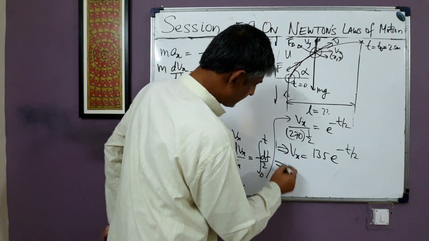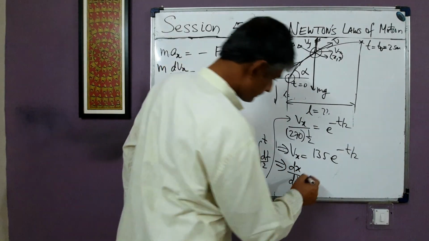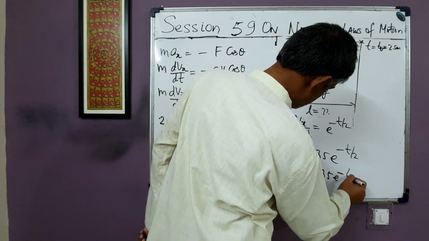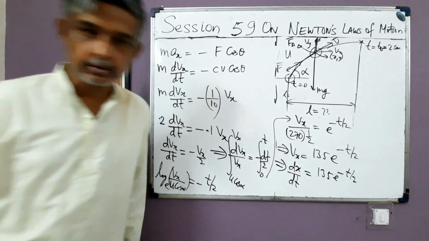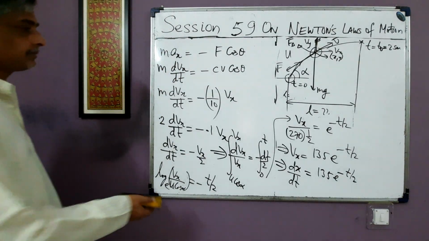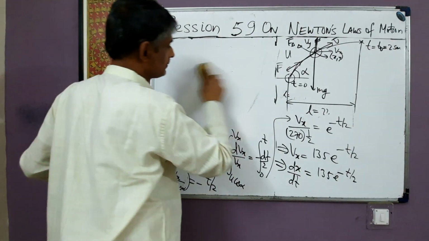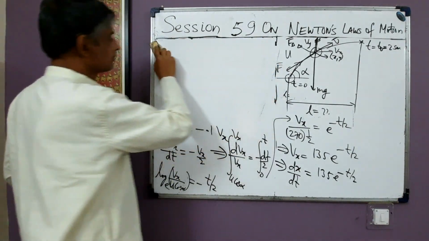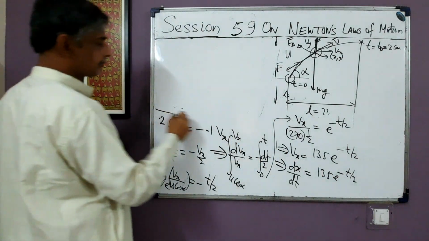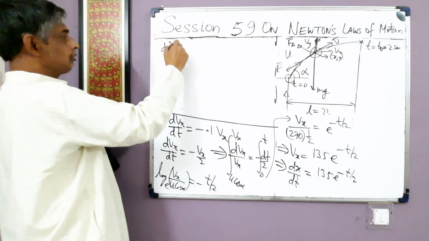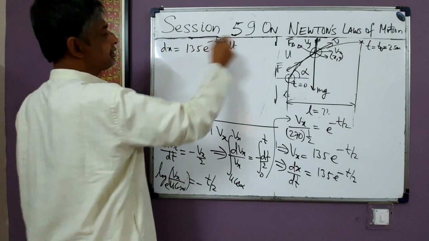Now we know that Vx is nothing but the derivative of the x coordinate of the projectile at time t, that is dx by dt, equal to 135 e to the power minus t by 2. But we have to determine the value of L as shown in the diagram. So I shift dt to the other side: dx equals 135 e to the power minus t by 2 into dt.